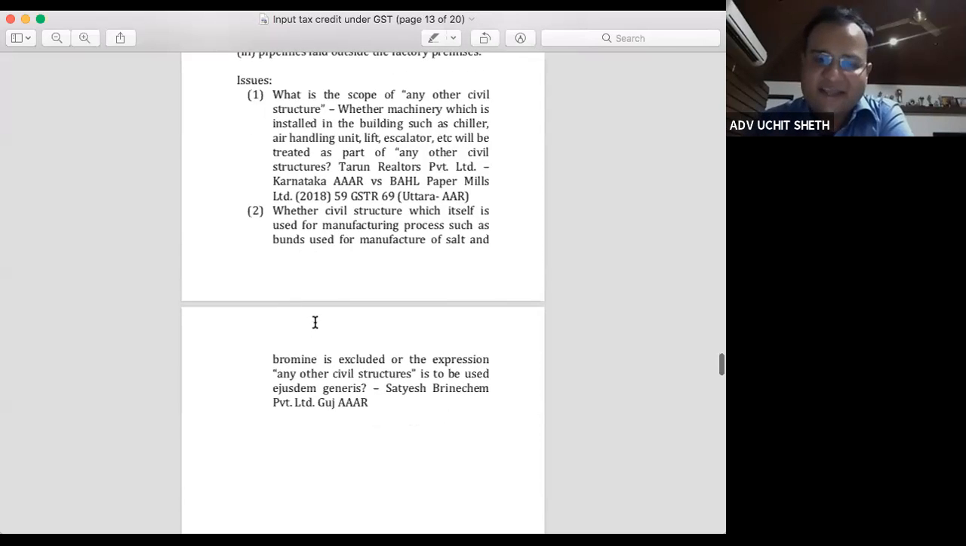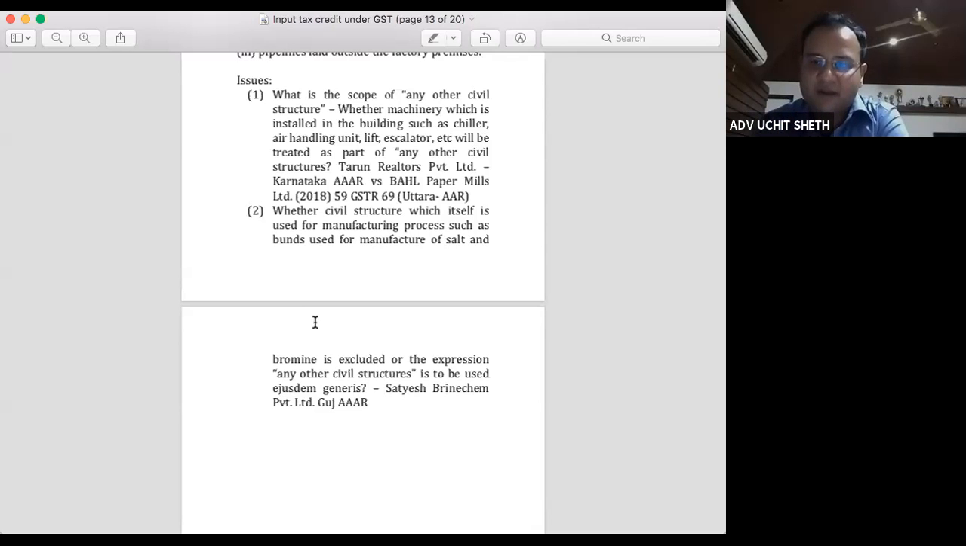And the second connected issue is, what if the civil structure itself directly contributes in the manufacturing process. This was the case in Satyesh Brainkem Private Limited, AAAR of Gujarat, where bunds were constructed. Bunds were sort of sand dunes which were constructed for manufacture of salt and bromine. So the bunds were part of the manufacturing process itself. They were not housing any machinery. They were part of the manufacturing process itself. However, the AAAR takes a view that whatever it be, it is a civil structure, and will disallow input tax credit.